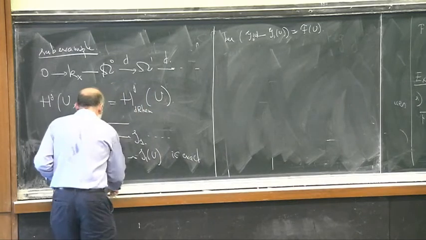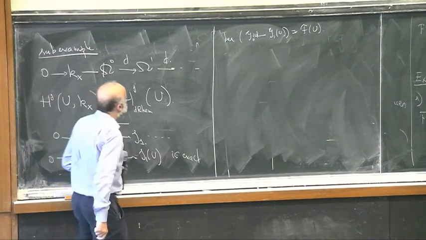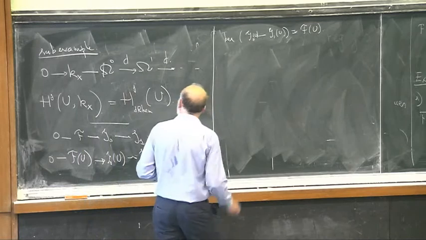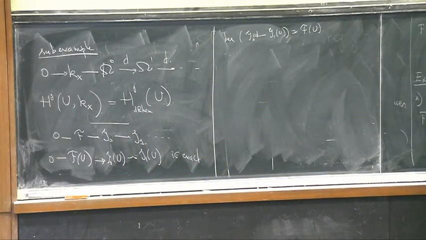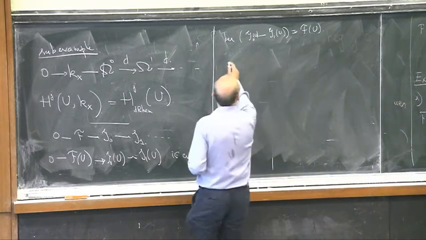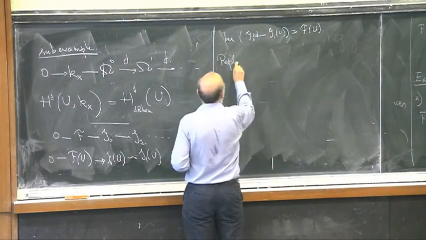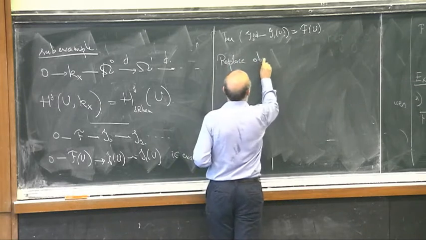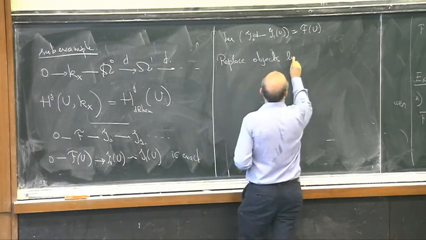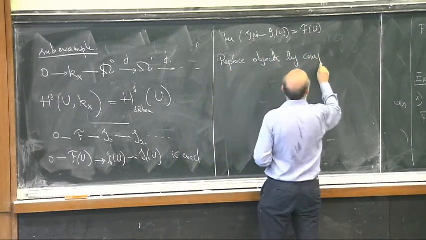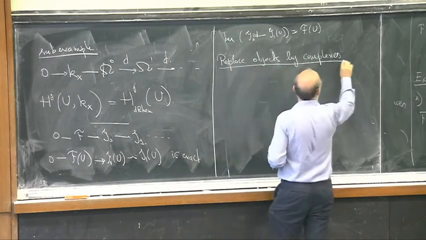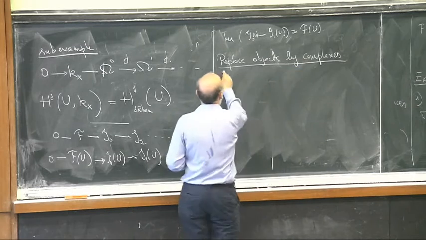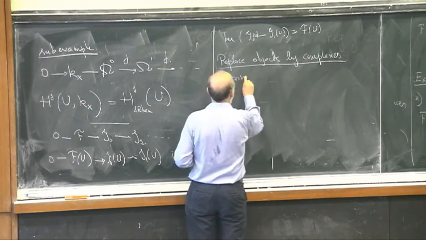So, okay, this is a nice definition. Unfortunately, you have to do something a little bit more complicated, which appears naturally, and then you have to replace objects by complexes now. And that's how you get to the derived category.